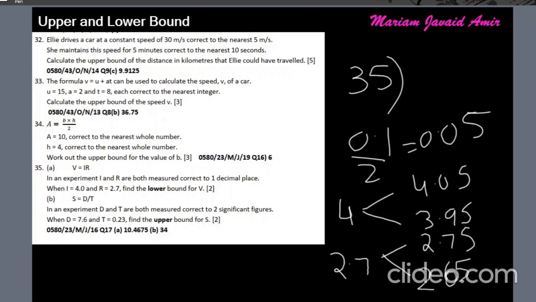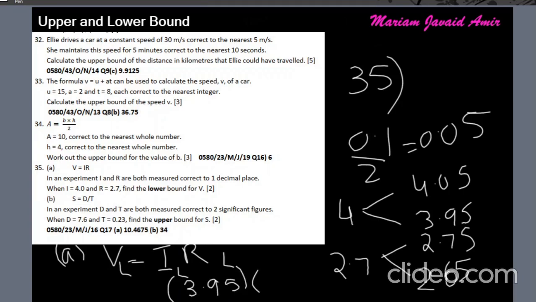Okay. Then in part A we have to find the lower bound for V. V equals IR. To get the lower bound here, we need lower bound here and lower bound here. So lower bound for I is 3.95 and lower bound for R is 2.65. So 3.95 times 2.65, 10.4675.